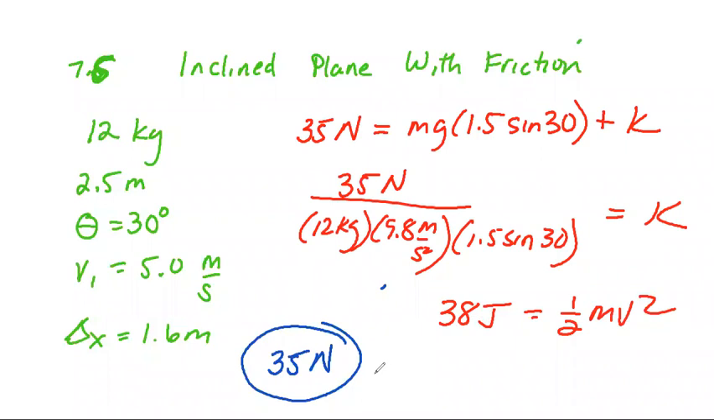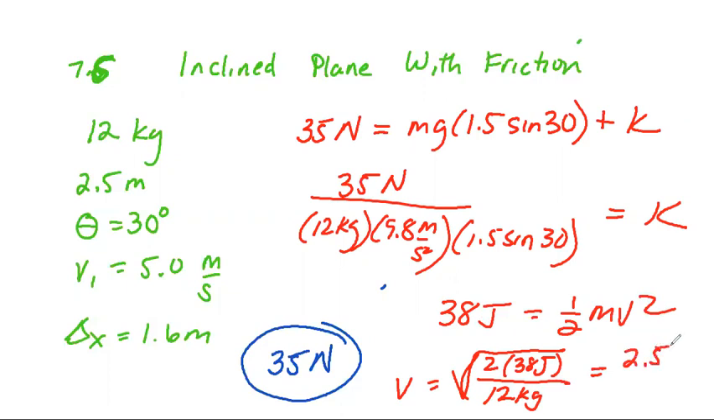So v is going to be equal to the square root of 2 times 38 joules divided by the mass, 12 kg, and that's going to equal 2.5 meters per second. All right, so 2.5 meters per second.